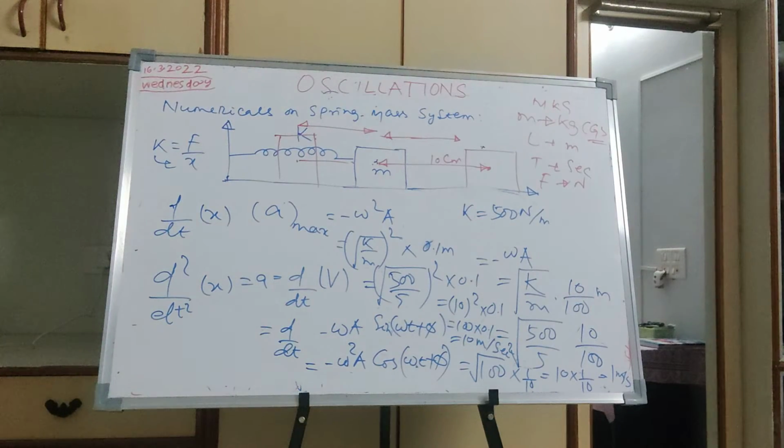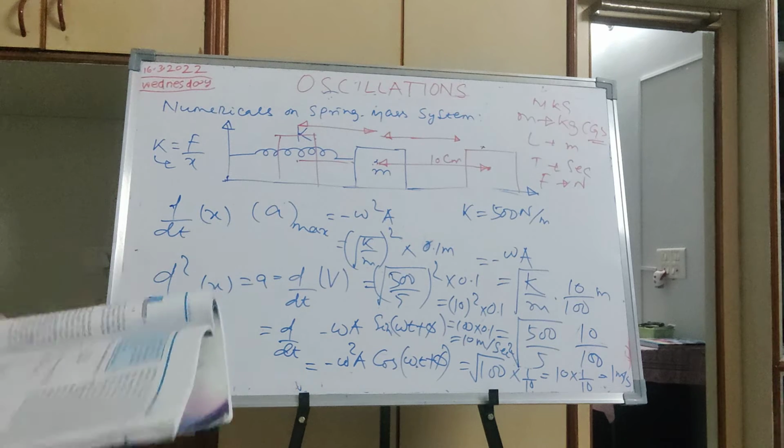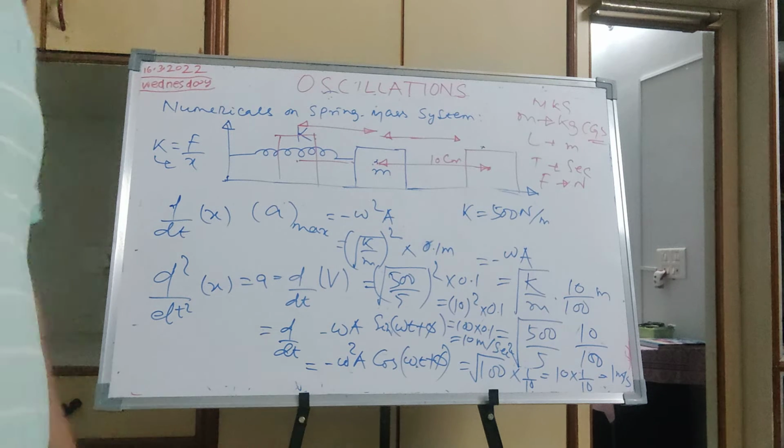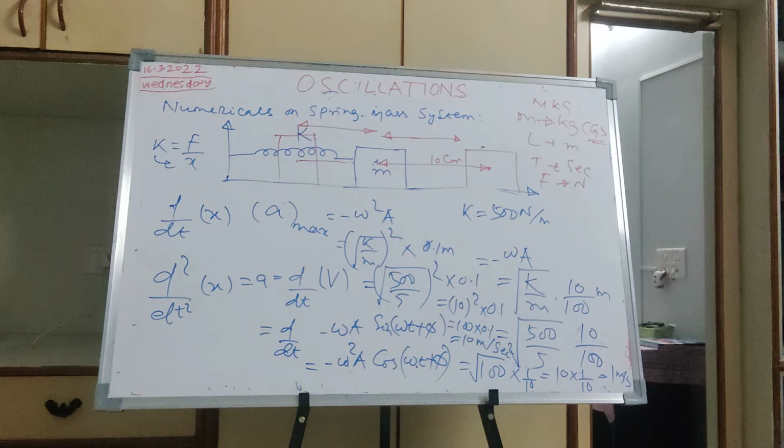You remember that always. The unit of acceleration is meter per second square. So the answer is: velocity is 1 meter per second, acceleration is 10 meter per second square, and you got your time period to be 0.63 second. So these are the three answers.